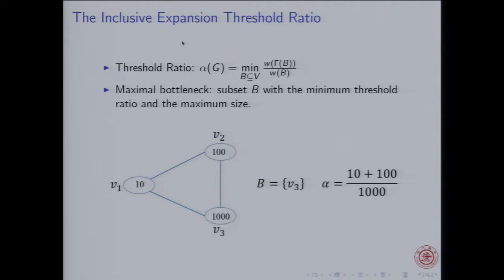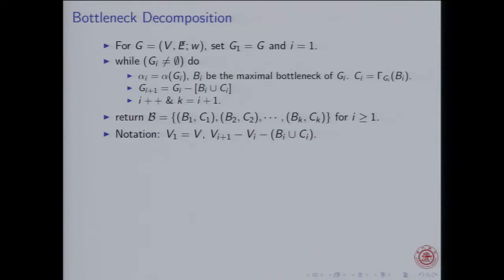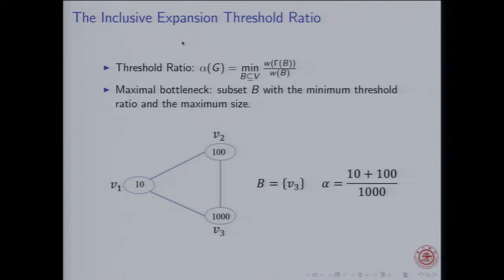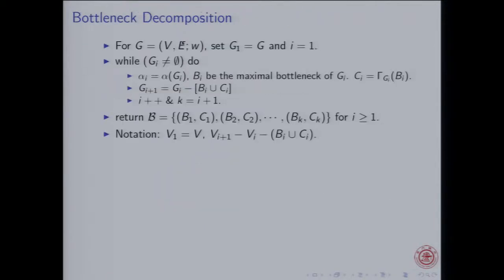Here we took this vertex as the B class, and its neighbors correspondingly belong to the C class. The ratio between their weights is the alpha ratio, and this set minimizes this ratio among the graph. When we find the maximal bottleneck for the original graph, we can take away this subset along with its neighborhood, get a subgraph, and find the maximal bottleneck again, until we can decompose this graph into a series of bottleneck pairs.